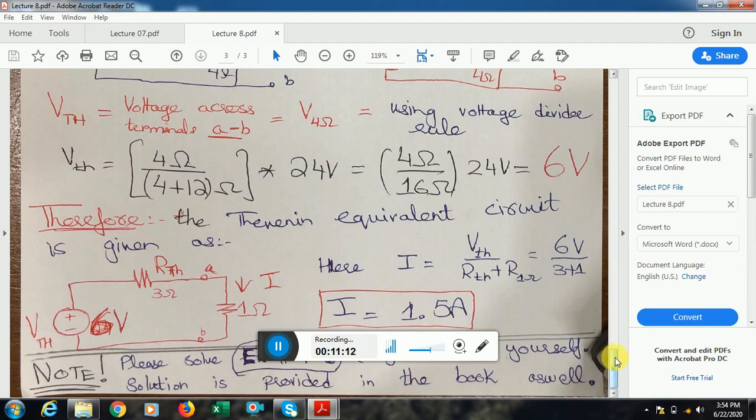Please solve this example related to this topic yourself. The solution is also provided in the book. In case you have any problems, please let me know. We'll discuss it in the online session.